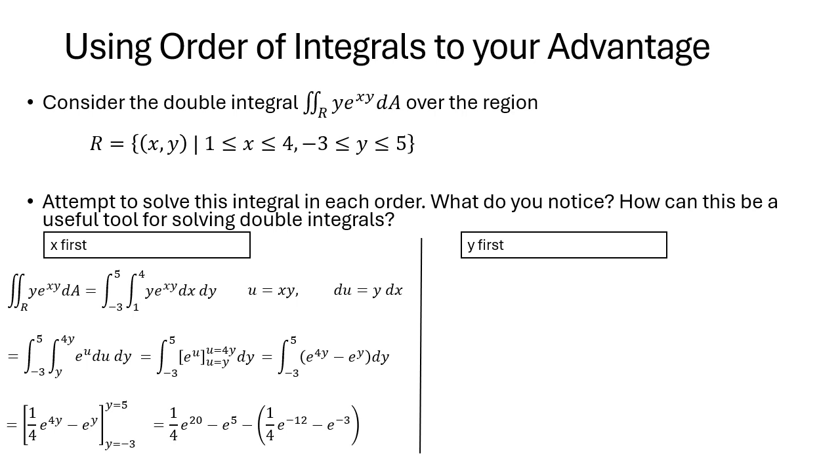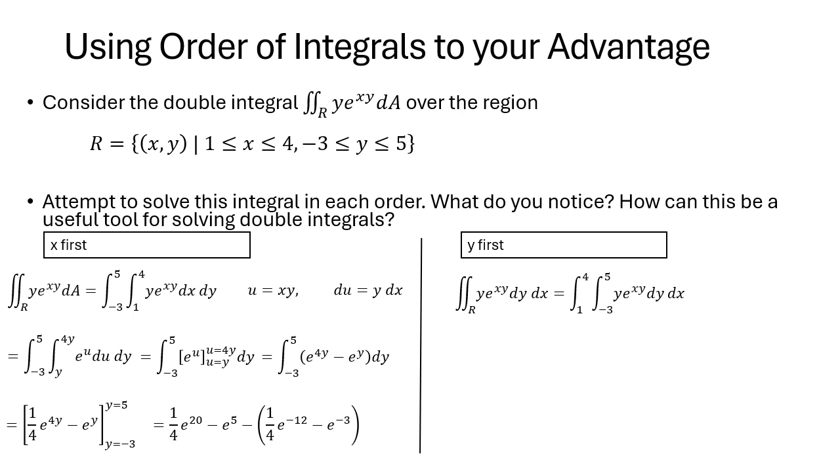Now, let's consider what happens if we integrate with respect to y first, meaning that dy will be on the inside and the limits for y will be on the inner integral. Setting it up this way gives the integral from 1 to 4, integral from 3 to 5, of y times e to the xy dy dx. Again, we still have an inner function in the exponent of e, so see what happens if you try a u substitution.